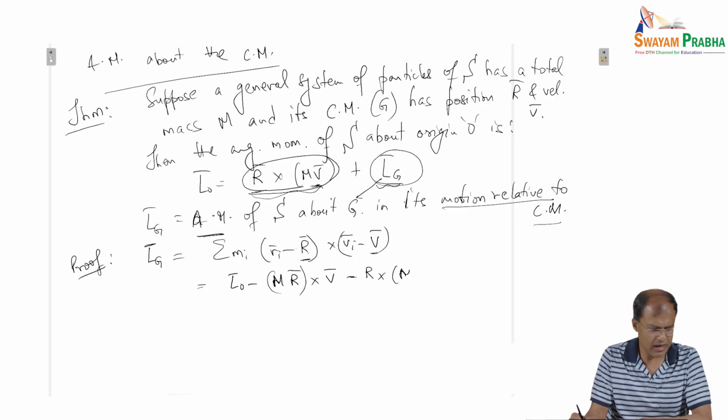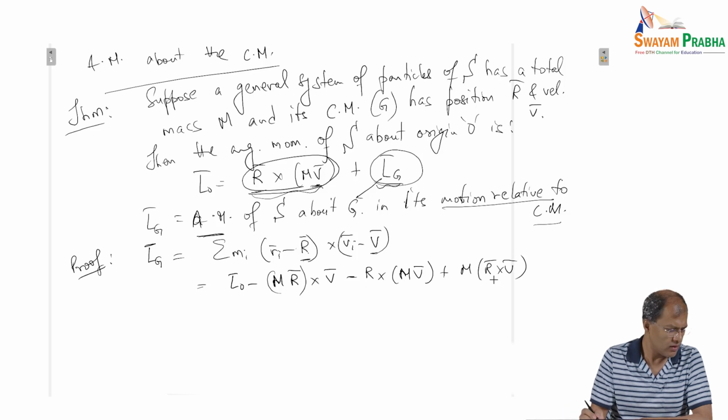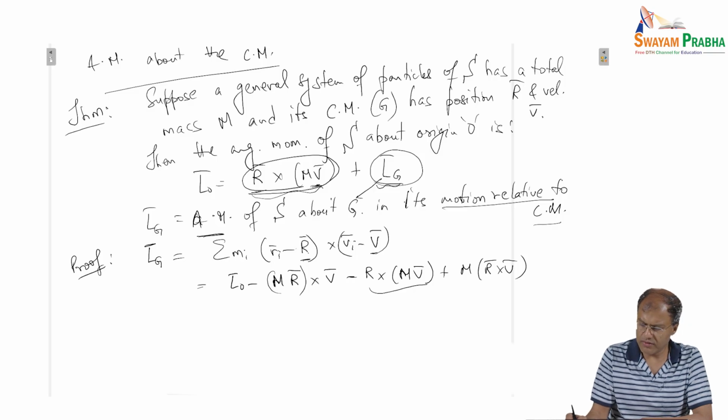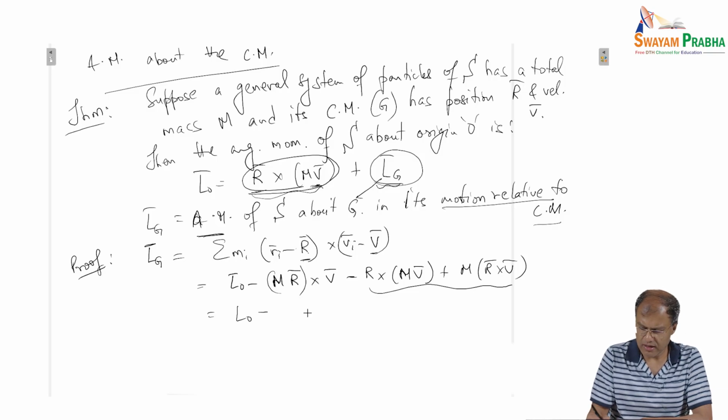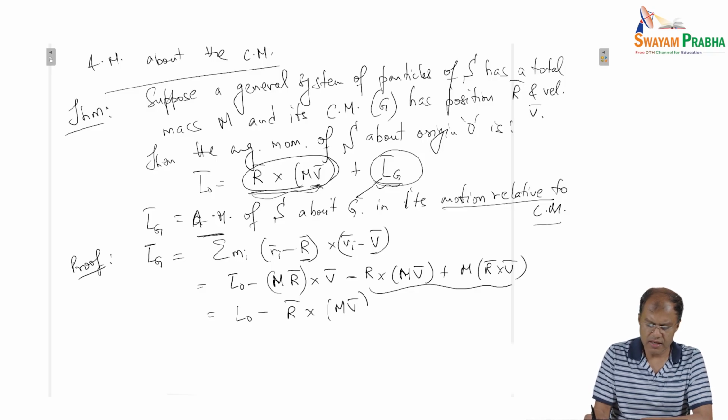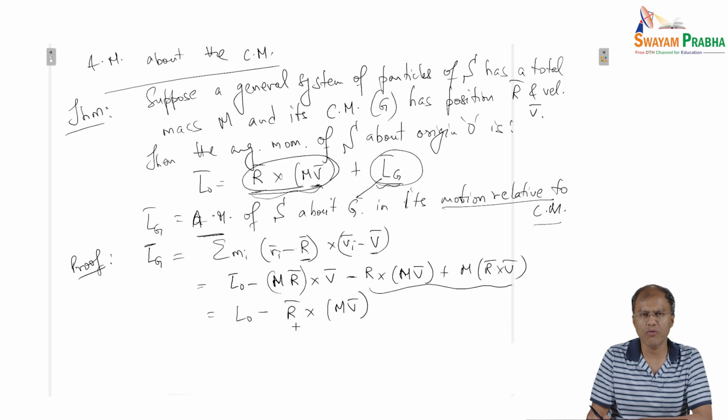So r cross mv plus m times r cross v. Okay, so what we get is two of these quantities will cancel out, and we are going to get that this is going to be L naught minus, I think, we will eventually be left with r cross mv here, and I think that is the end of this proof here.